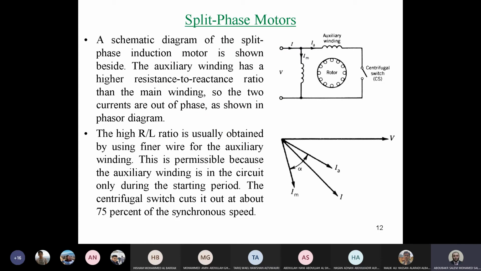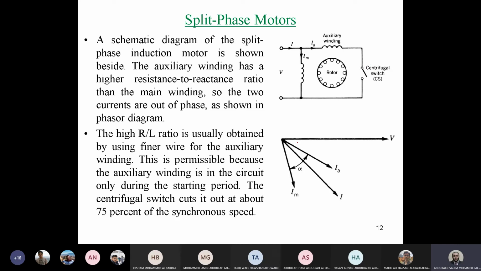The first configuration, we know this is now the main winding. This is our rotor. And this is here the auxiliary winding. And this is a switch, the mechanical switch, that will be disconnected at a speed of 70% or 75% of the synchronous speed. For synchronous speed, you can easily calculate it as a function of frequency and number of poles. So based on that, at 3/4 of the value of synchronous speed, this switch will be mechanically disconnected.